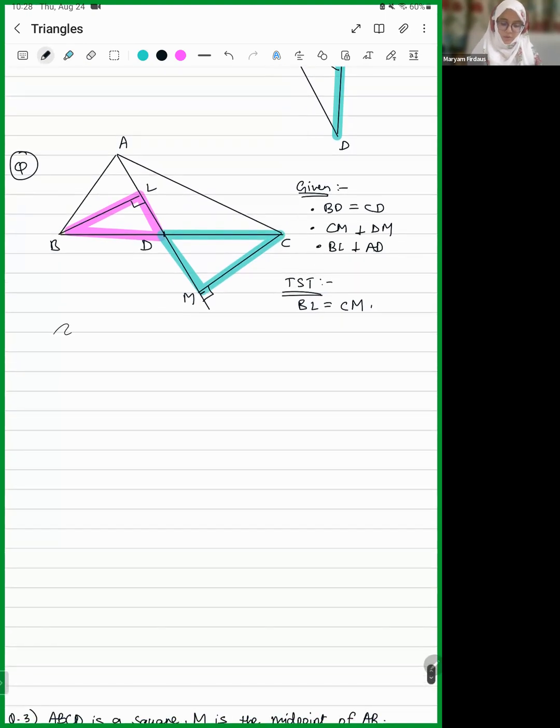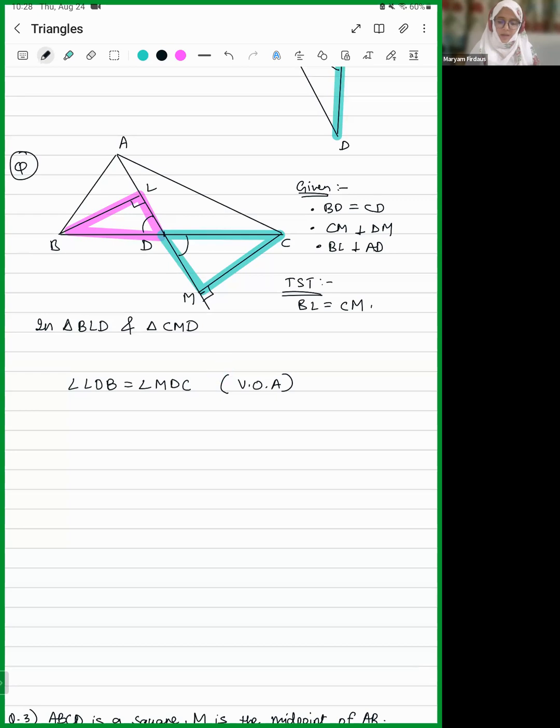Acha, how can we show them as congruent? There is a vertically opposite angle as well. Very good. In triangle BLD and triangle CMD, this angle is equal to this angle. Let's write it. Angle LDB is equal to angle MDC. Reason: vertically opposite angles. Then angle B is equal to angle C, adjacent angles.